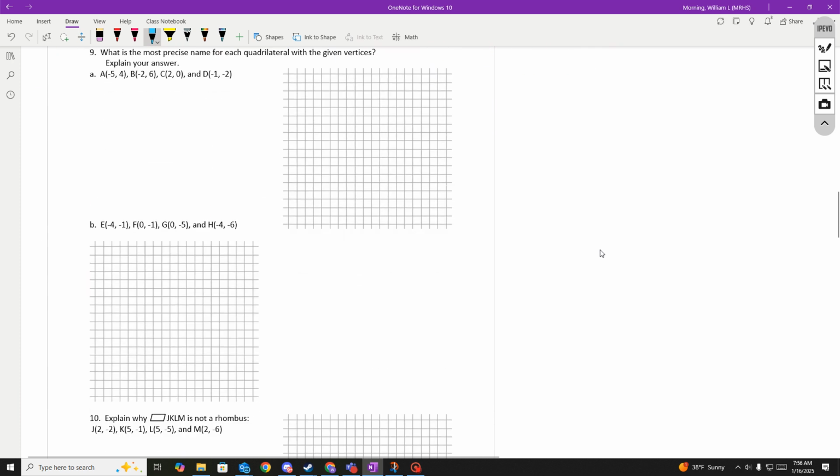Alright, now for some coordinates. Oh my goodness, my pen keeps disconnecting. Let's see if I can fix this.